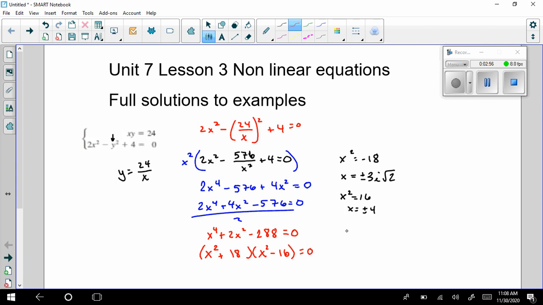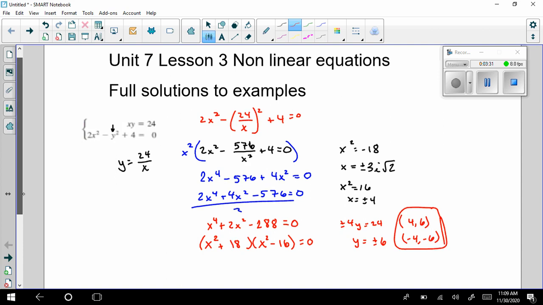And so we get 4 plus or minus 4y equals 24. You can really kind of plug these in at the same time because we're just dividing 24 by 4, both positive and negative. So if I plug in the positive, I get positive. If I plug in the negative, I get negative. And that's 6. So we get 4, 6, and negative 4, negative 6 as the two places where these will cross. And you can test that in a graphing calculator. These are whole numbers, so that should show up in your graphing calculator.